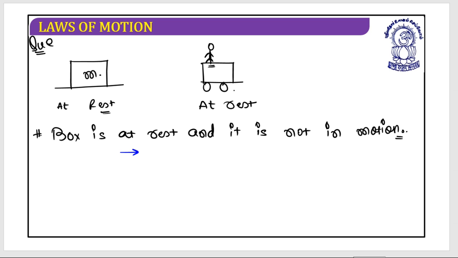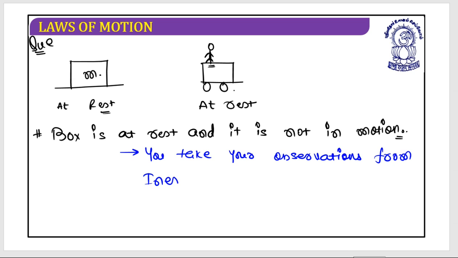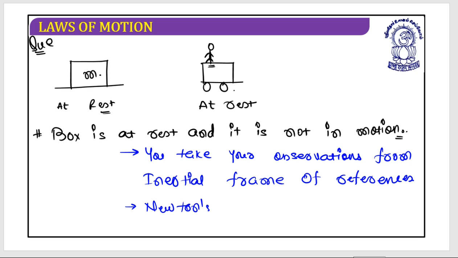Now, tell me one more thing. From where do you take your observations? You take these observations from an inertial frame of reference, where Newton's laws are valid, or we can say Newton's law can be applied directly. I hope this is clear.